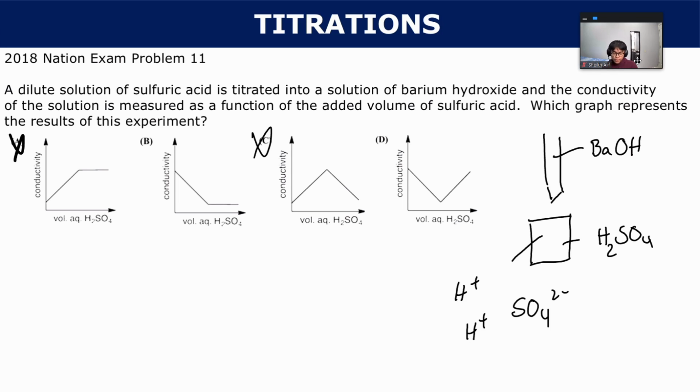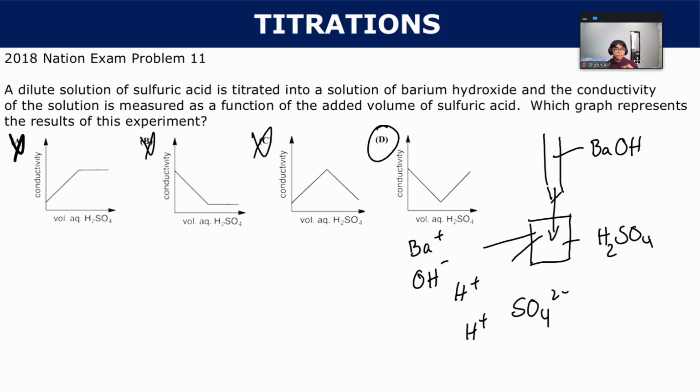However, it's going to reach a point where all the H2SO4 has reacted with the barium hydroxide. And so after that point, the barium hydroxide goes into this container, but remember, barium hydroxide is a strong base, so it's going to dissociate into Ba2+ and OH minus, and that's going to work to increase the conductivity again. So those free-flowing ions are going to increase the conductivity after all the neutralization reactions have occurred. And so B wouldn't make sense. B would be as if barium hydroxide didn't dissociate into ions, but D does make sense.